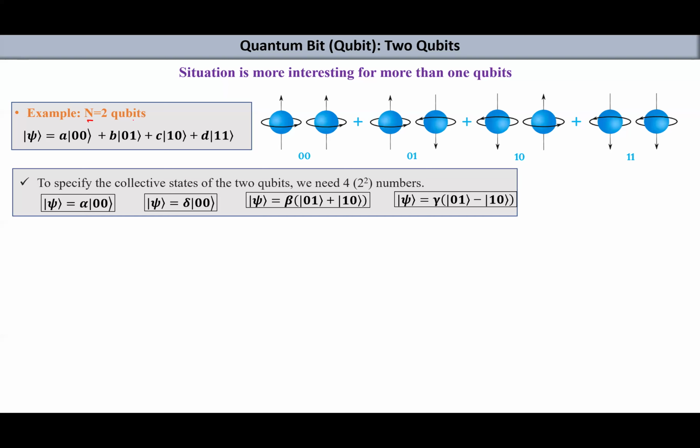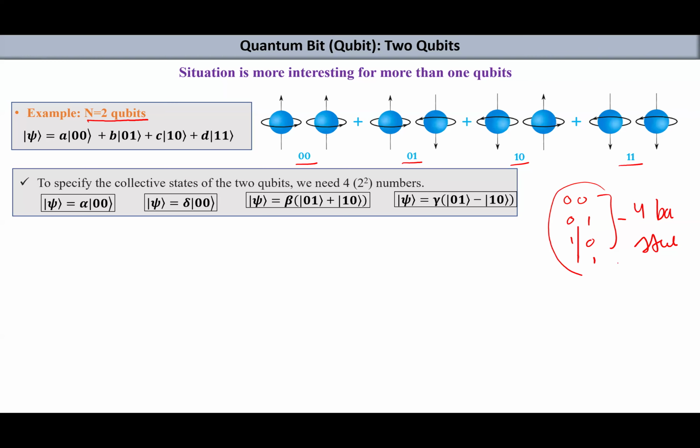So when you have 2 qubits, then I can define these 4 states. So there are 4 basis states. Remember, these are the basis states: 0 0, 0 1, 1 0, and 1 1. So they are the 4 basis states.